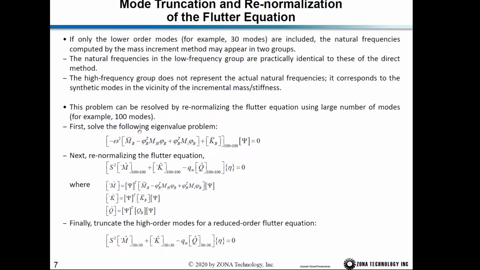First we solve the eigenvalue problem and obtain the eigenvectors. Then we pre- and post-multiply the generalized mass and stiffness and the generalized aerodynamic forces by these eigenvectors, and so those two matrices become diagonal. Once they become diagonal, we can truncate the modes. For example, we take out the last 70 modes, so in the end we only have 30 modes in the flutter equation.